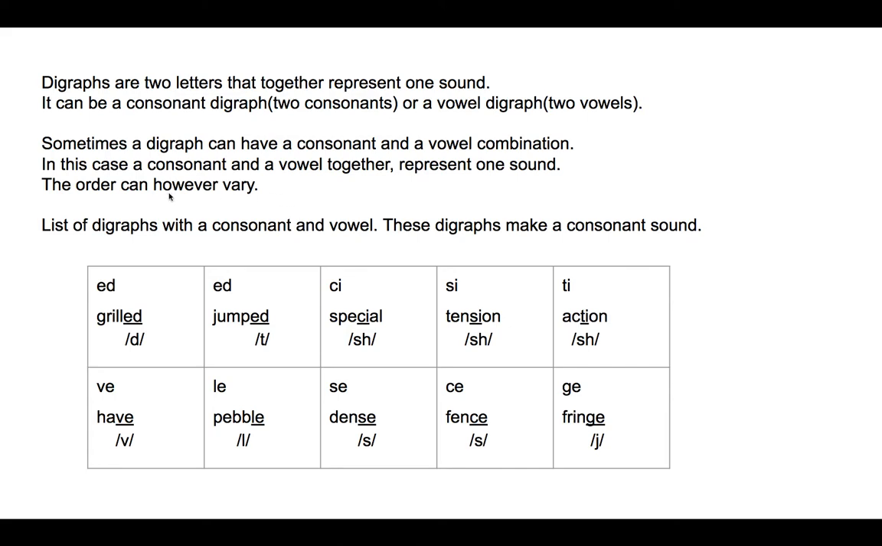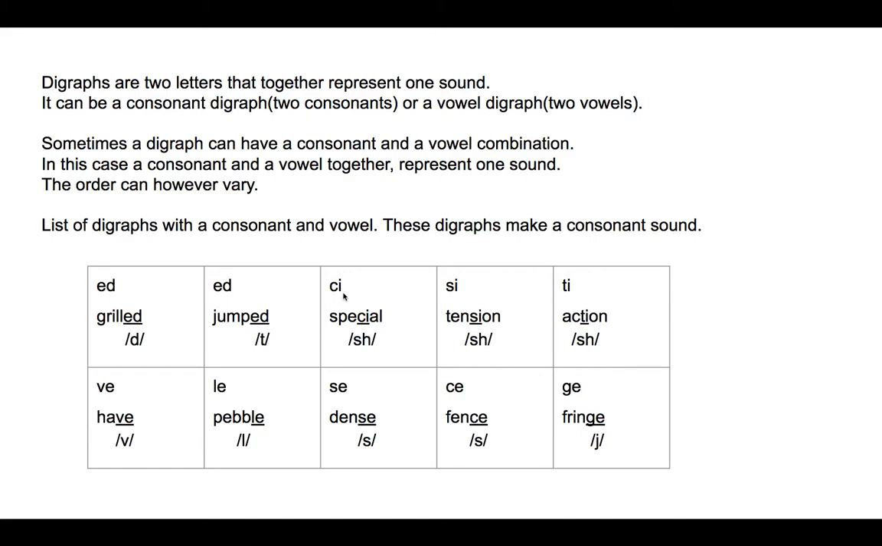The order can, however, vary. So here is a list of digraphs with a consonant and vowel combination, and these digraphs make a consonant sound. The letters E and D together represent the sound D. Sometimes it can represent the sound T. For example, G, R, A, L, D, grilled. J, A, M, P, T, jumped. Here we have the vowel first and then the consonant. In these digraphs, we have the consonant first and then the vowel.